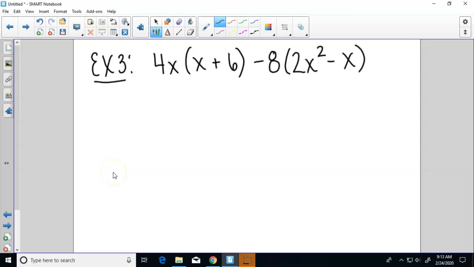Distribute each one of these separately. So we're taking this 4x, and we're only distributing it to the parentheses that it's next to. So 4x times x is going to give us 4x squared. And then we have to do 4x times 6, and that is going to give us 24x.